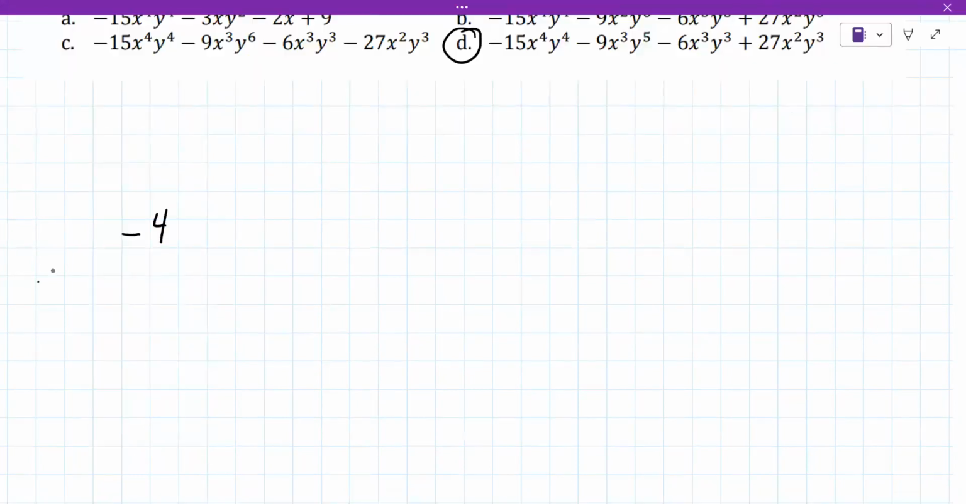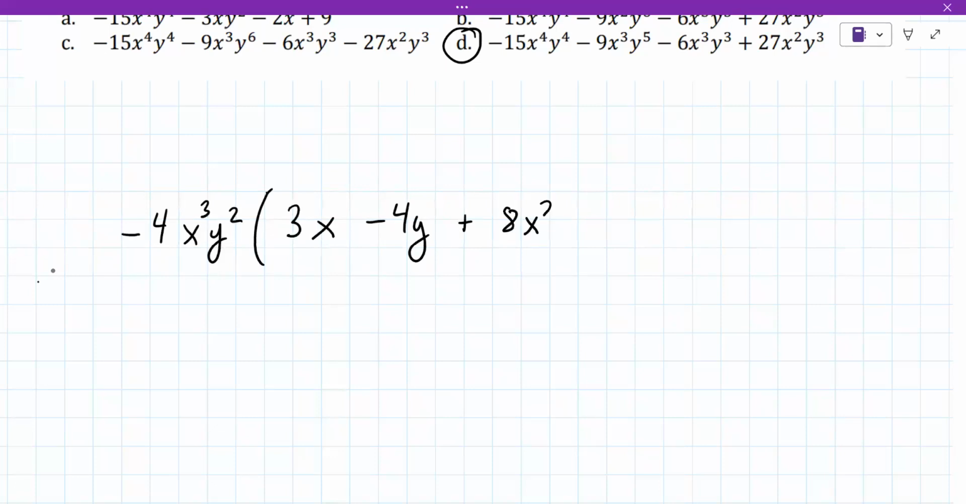Minus 4xy squared cubed, 3x minus 4y plus 8x squared y cubed. Could you simplify this for me, please?